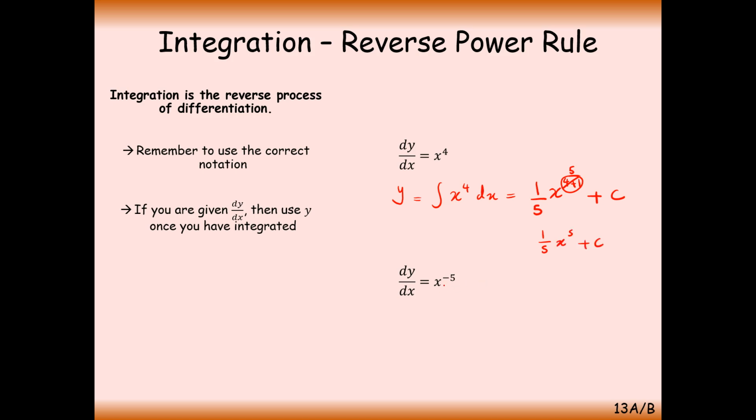Here, you do exactly the same thing. Y is the integral of dy by dx, which is x to the power of minus 5 with respect to x. So first you add 1 to the power, the new power is going to be minus 4. So you're going to divide by minus 4 as well. All right, and you put a plus c after it. That's it.